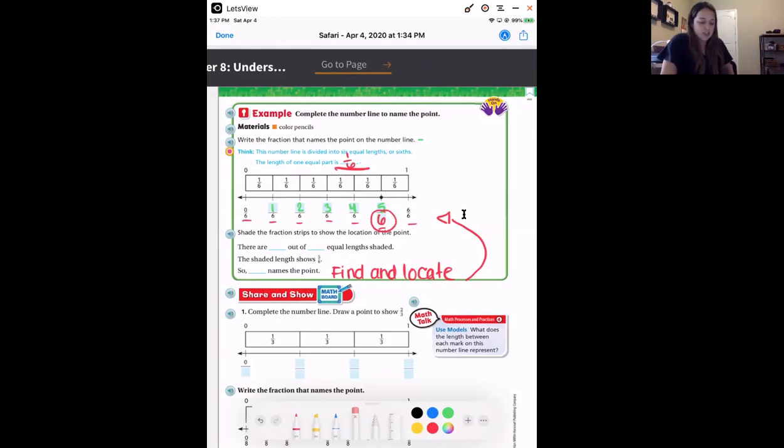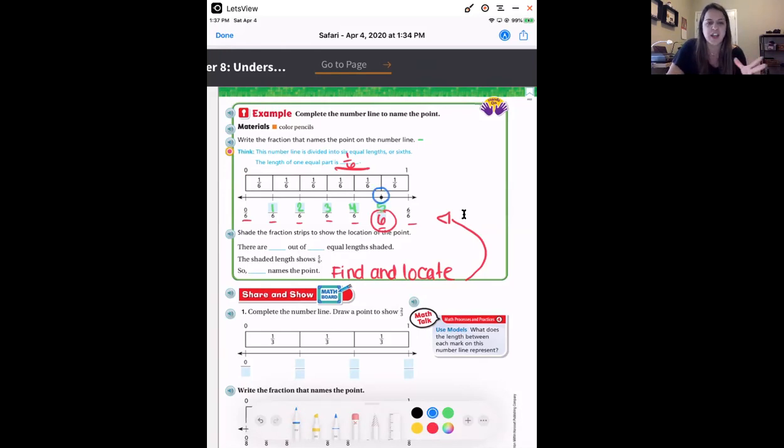Now, let's see. It said, shade the fraction strips to show the location of the point. So did everybody see the point? It's right over, let's see, here. Oops, I erased it by accident. Hold on. I'm learning too when I'm using this and recording myself. So the point is right here.